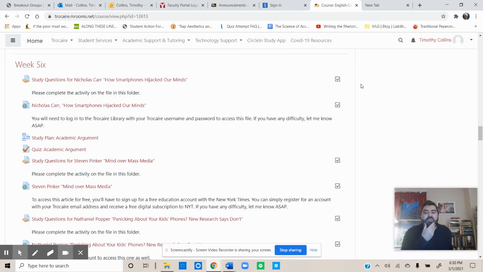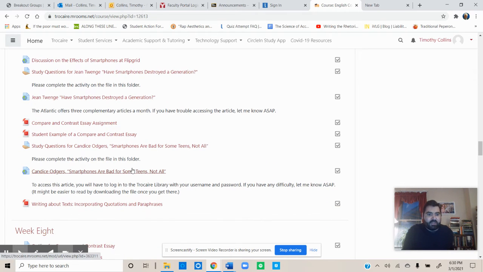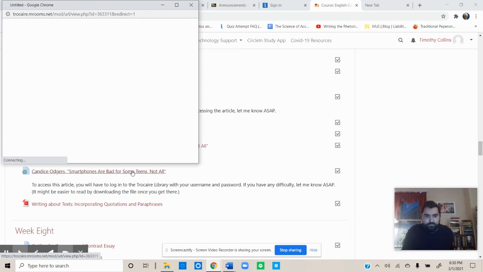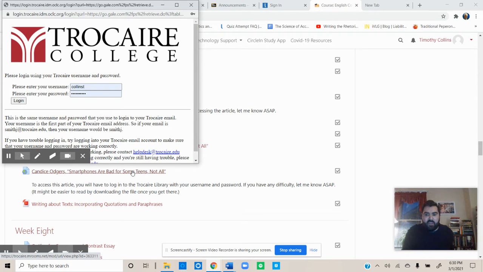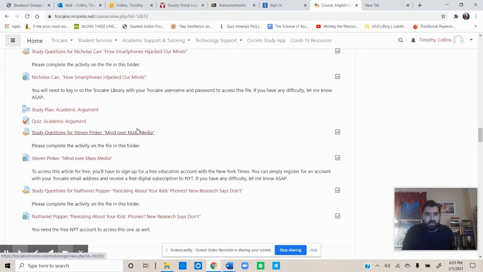Some of these articles, you're going to have to sign into different places to get access to them. For the sake of intellectual property rights, I try to do it this way. For the Nicholas Carr, you have to sign into the TroCare library. It'll be the same thing when you get down to Candace Odgers. When I open this up, this is what it'll look like. Mine's already loaded in there, but it's just your TroCare username and password that you use for everything else. You just punch that in there, and that ought to give you access. If you have problems getting access, please let me know right away, and I can help you out with that. That's one part, and Nicholas Carr, same deal.